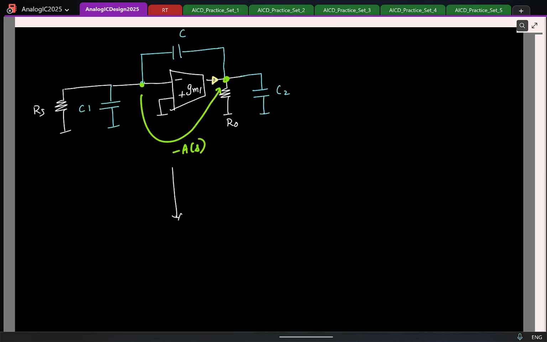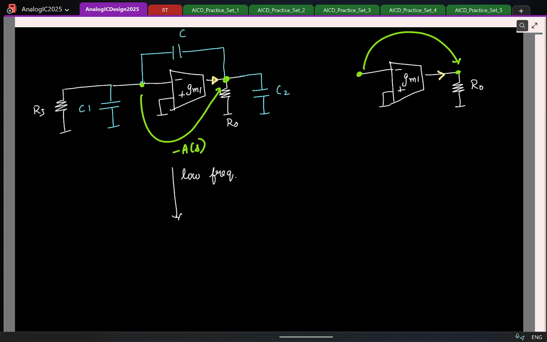Let us say I look at low frequencies. For low frequencies, what can you say about the capacitors? Capacitors can be treated as open circuit. So if I were to draw only the VCVS portion, I'll have something like this. All the capacitors, the blue ones, are open circuited. I have only the intrinsic output resistance R naught. Then what can you say about the voltage gain from this node to this node?